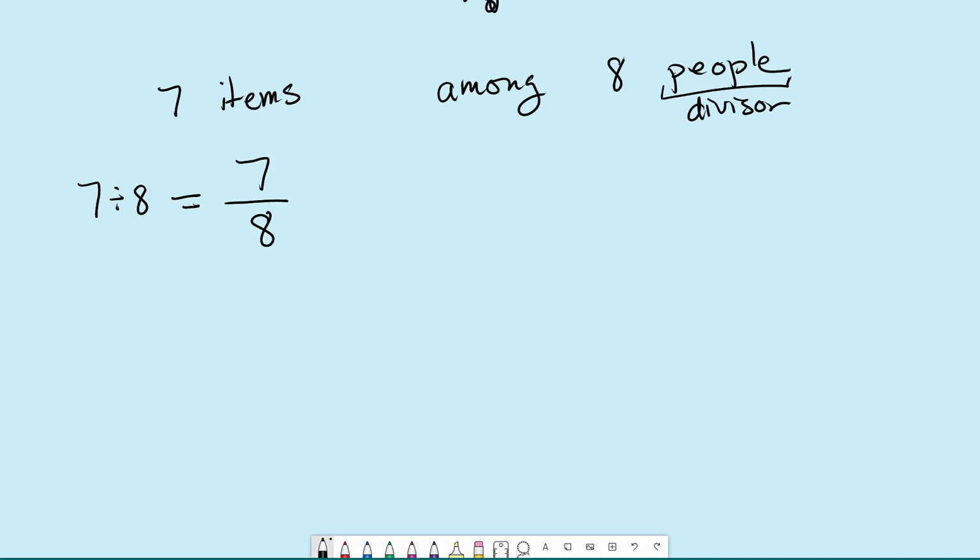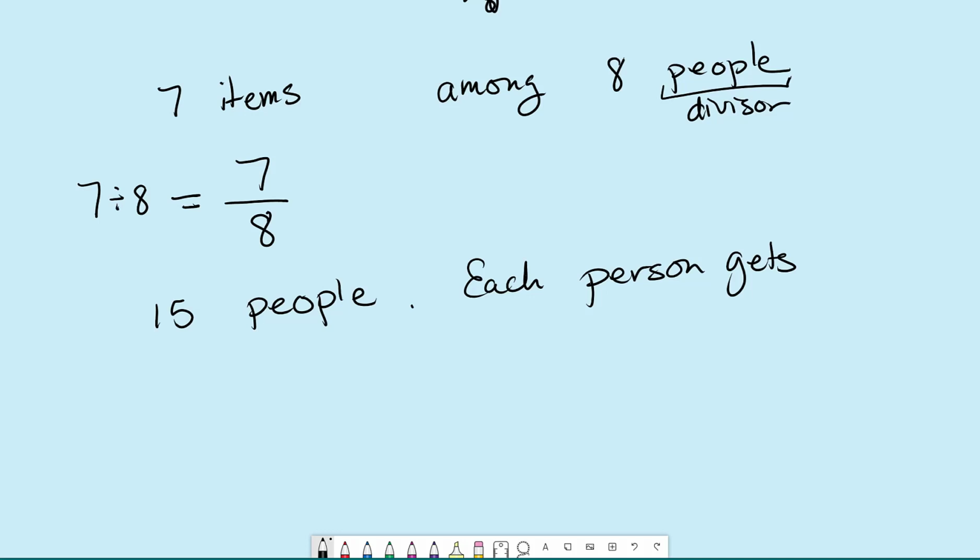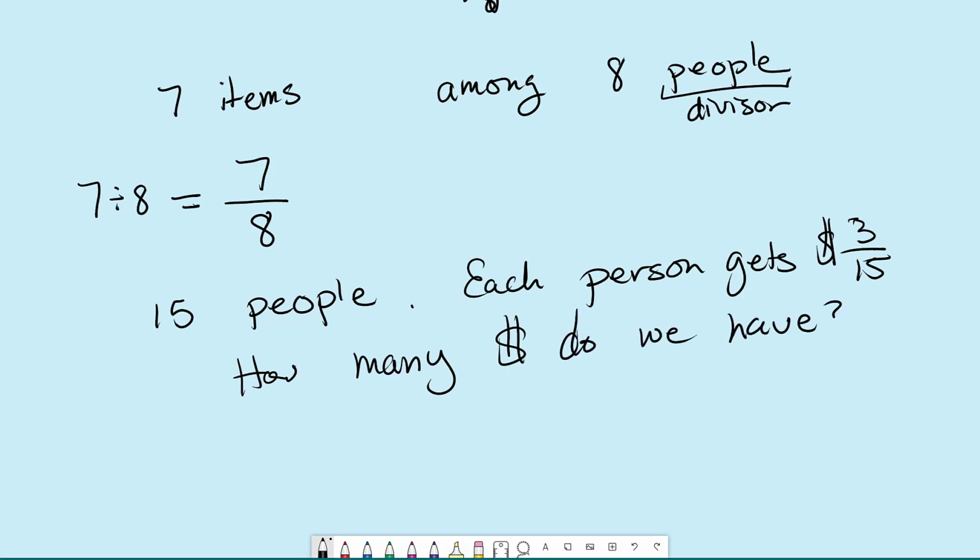Let's do another one. Let's say we have 15 people, and each person gets 3/15 of a dollar. Well, then how many dollars do we have? Well, we have $3 because we have 15 people here, and so the number of items up here is 3. So we have $3.